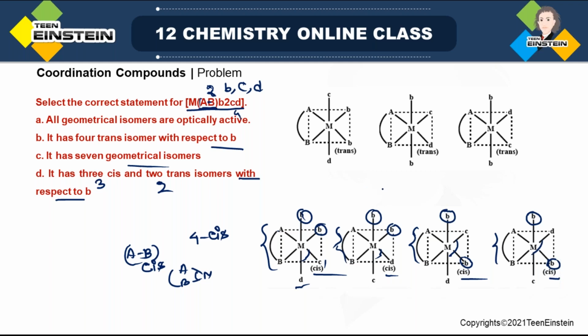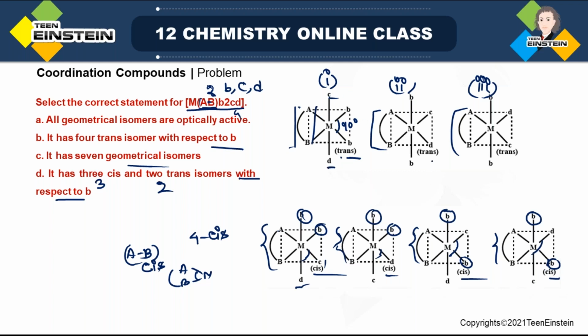But why are we saying trans? First of all, this portion is intact. There is no change, because it is a bidentate ligand, it will always be cis. Now why are we saying it is trans? See, the first one, suppose it is number one, number two, number three. The first one, the two B's, they are 90 degree. So it is not trans with respect to B. It is trans with respect to C and D.